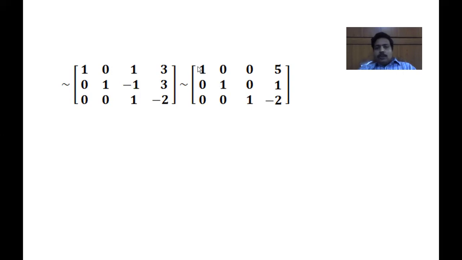So now the matrix is in echelon form. Since we have 3 leading entries, all are 1. So now this augmented matrix will give us the solution. C1 is 5 and C2 is 1, C3 is minus 2. Now these are very clear from this echelon form.